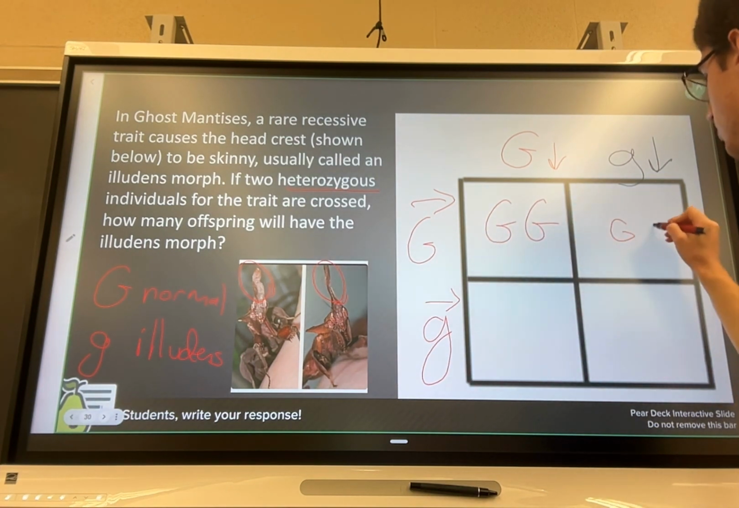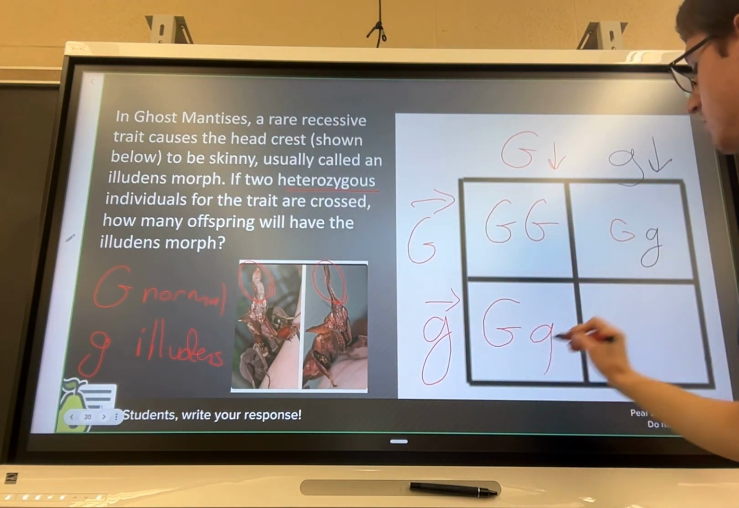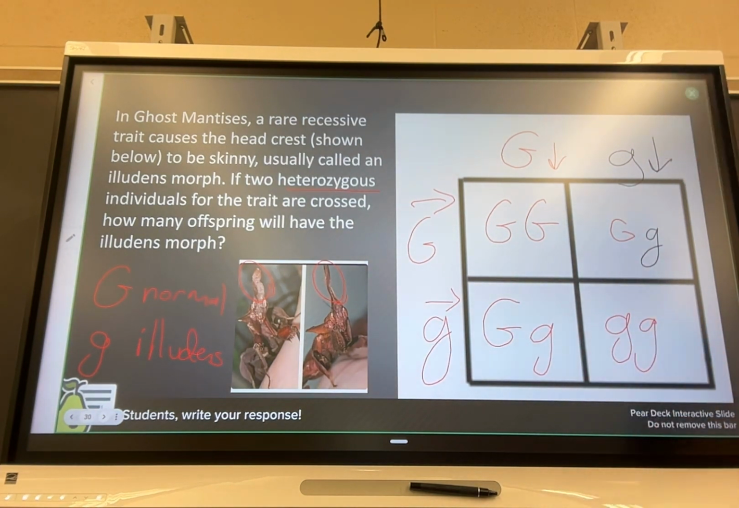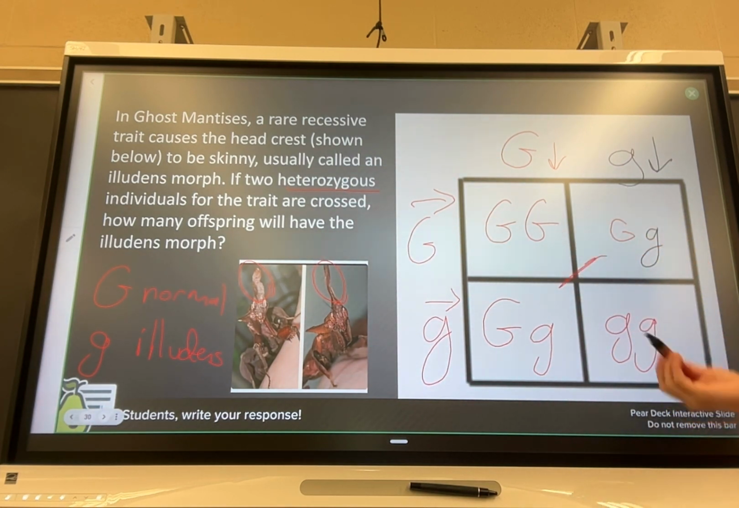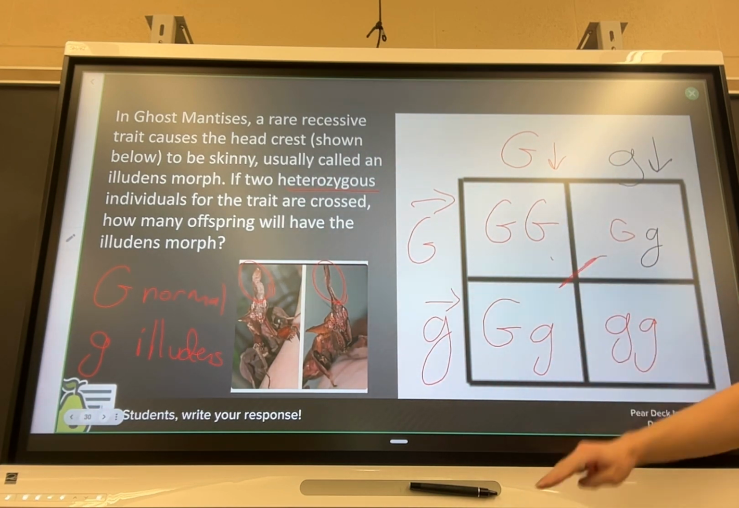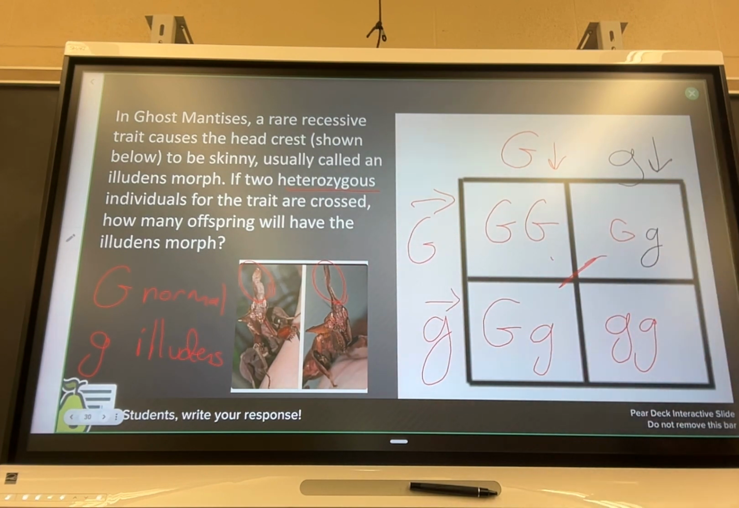And in total, we will get one of these four potential outcomes. We will have a 1 in 4 chance that we will get an Illudens ghost mantis. The other 3, even though we have 2 that are heterozygous and 1 that is dominant, are each going to produce a normal head crest because they all have that dominant trait.